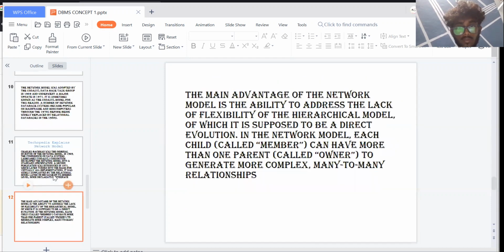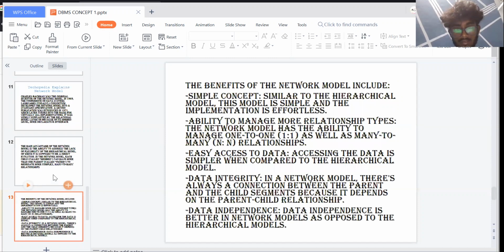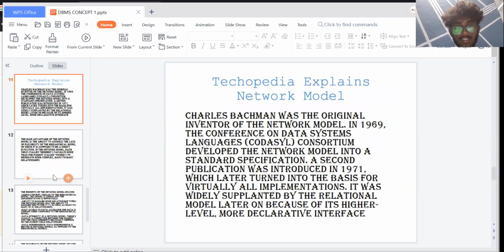Techopedia explains network model. Charles Bachman was the original inventor of the network model in 1969. The Conference on Data Systems Languages consortium developed the network model into a standard specification. A second publication was introduced in 1971, which later turned into the basis for virtually all implementations. It was widely supplanted by the relational model later on because of its higher level, more declarative interface.